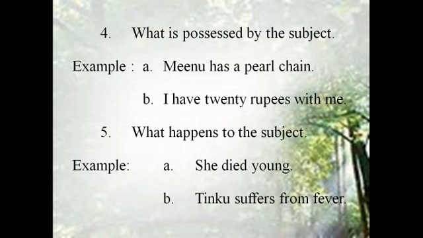First example: Meenu has a pearl chain. Here we speak about Meenu as to what she has. Meenu has a pearl chain. What is possessed by Meenu? A pearl chain.